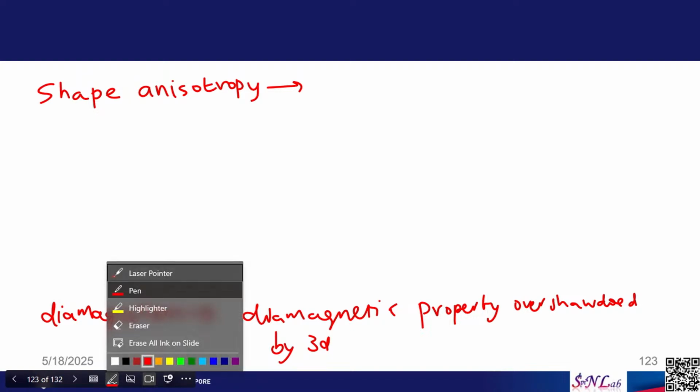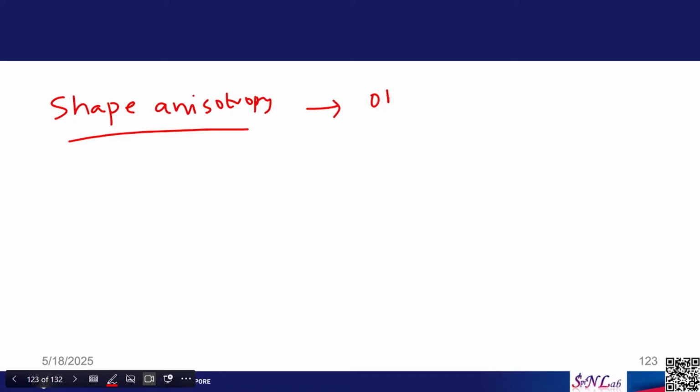Okay, so, let me erase this whole thing. I do not want to confuse you. So, when I talk about shape anisotropy, like diamagnetism, shape anisotropy will be observable mainly in the absence of any other anisotropy, say magnetocrystalline or some such anisotropy.